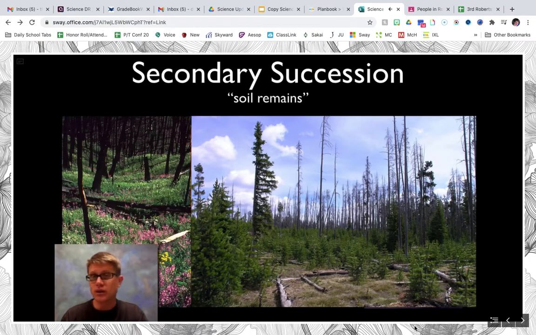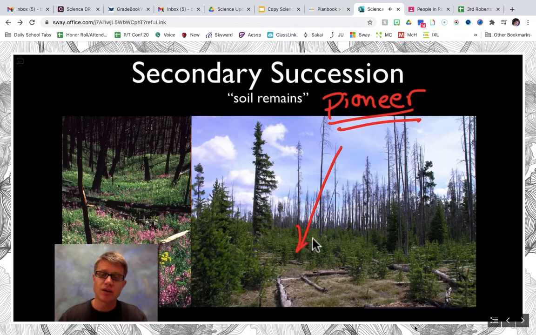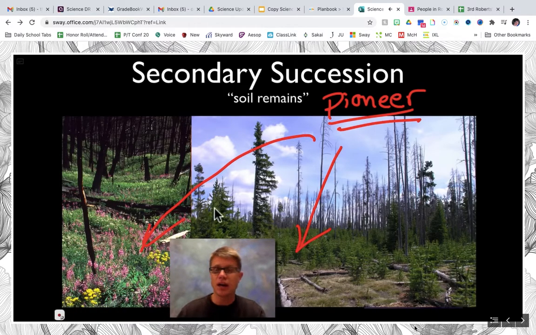And so what were some of the first organisms to come in? Well, we tend to call these things pioneer organisms. And pioneer organisms are going to be organisms that tend to make their living by coming into an area after there's a disturbance. And so 2 examples in Montana.